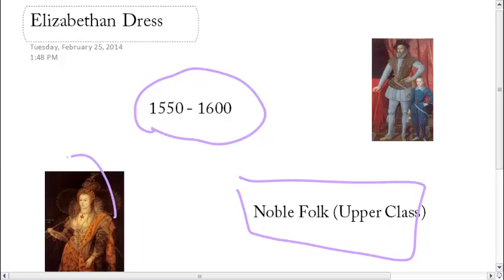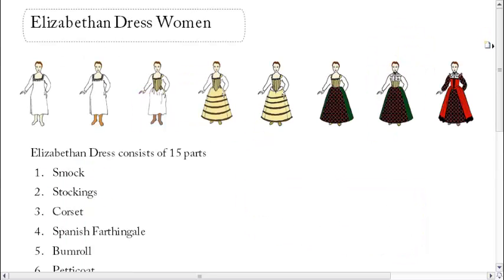Specifically, we'll be looking into the dress style of women as well as the dress style of men. A woman's dress style in the Elizabethan era consisted of 15 different parts, yet I will only be talking about some of them today.